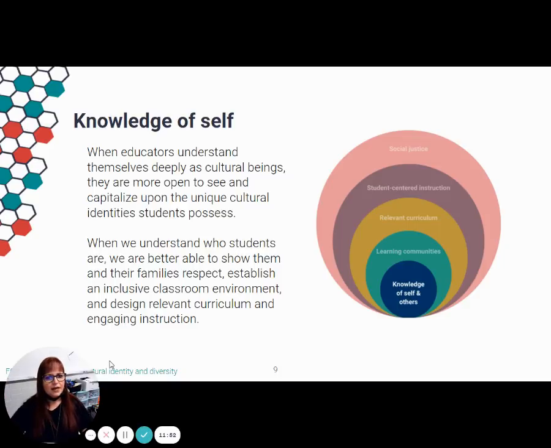So, when educators understand themselves deeply as cultural beings, they're more open to see and capitalize upon the unique cultural identities students possess. When we understand who students are, we are better able to show them and their families respect, establish an inclusive classroom environment, and design relevant curriculum and engaging instruction.